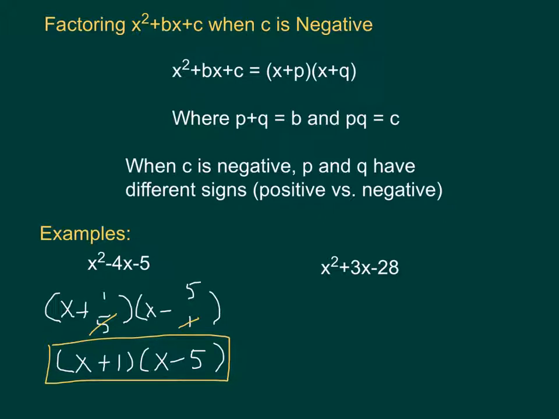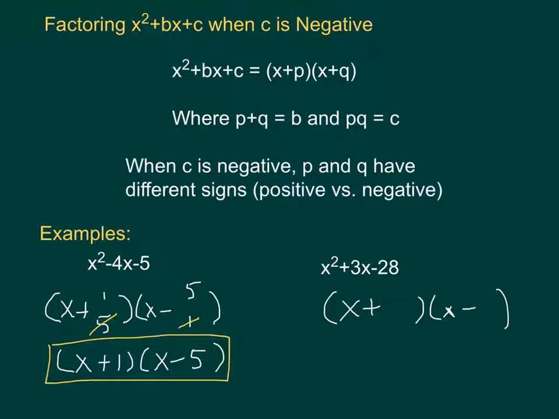Let's use a similar process to figure out the factored form of the second one, x squared plus 3x minus 28. Once again, I know my starting point is going to be two binomials, both starting with x. The presence of a negative value for the c, negative 28, tells me I'm going to have one addition and one subtraction. Now I'm trying to figure out what numbers multiply to negative 28 and add up to 3.